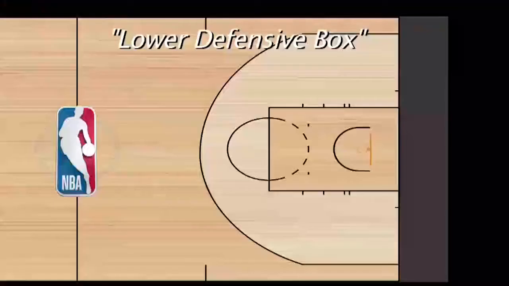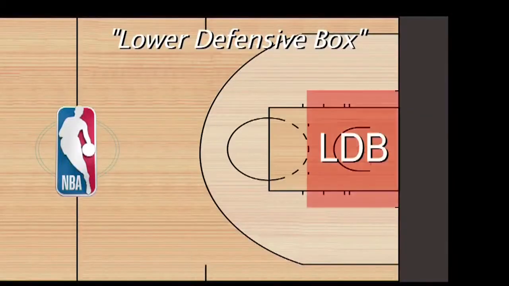A drive is defined as a running shot towards the basket which is released inside the lower defensive box. If a foul prevents the shooter from releasing the ball, or if in the official's judgment he would or could have released it inside the lower defensive box, it would still be considered a drive. The lower defensive box is the highlighted area seen here, between the 3-foot posted up marks and below the bottom tip of circle.